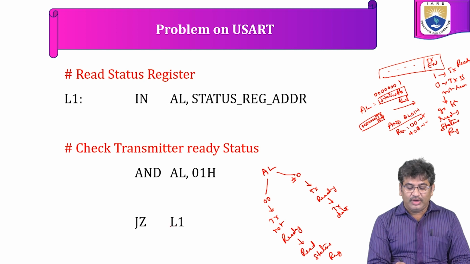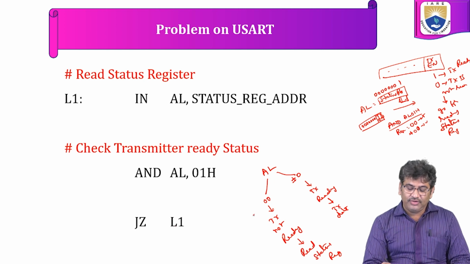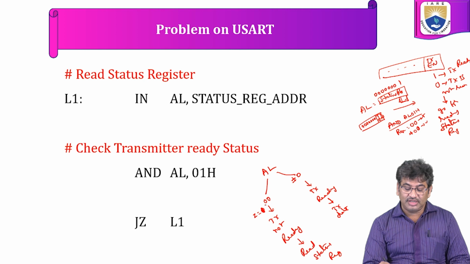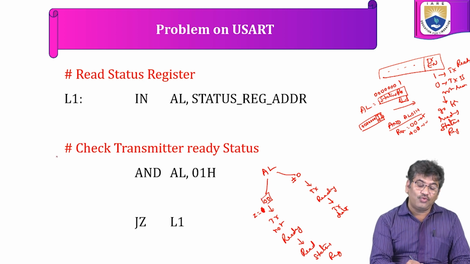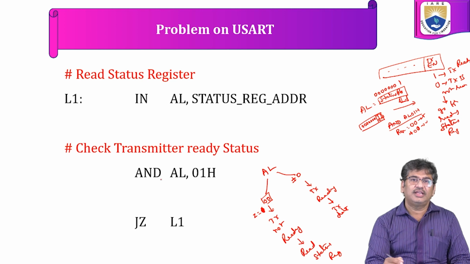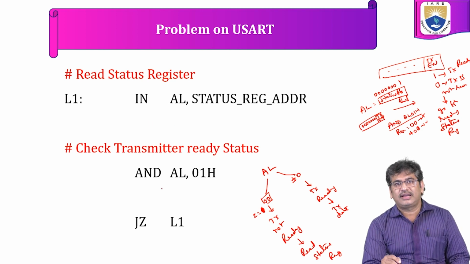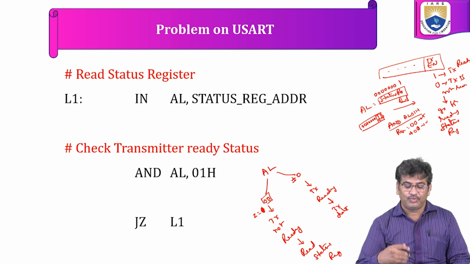So JZ L1. What does JZ mean? If the Z flag is equivalent to 1, that is, after ANDing with 01, if the result is 0, then the Z flag is 1. So in that case, go for loop 1, that is reading the status register. So this loop will be iterated until the transmitter is ready. Once the transmitter is ready, it will come out of the loop.